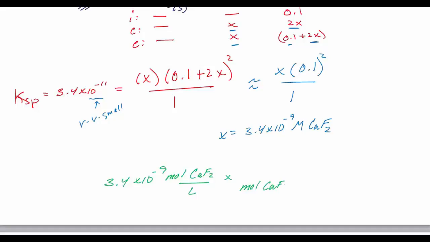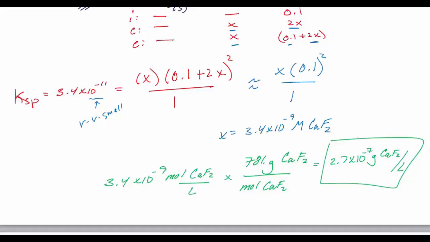On a mole of calcium fluoride, I have 78.1 grams of calcium fluoride. 3.4 times 10 to the negative 9 times 78.1, about 2.7 times 10 to the negative 7 grams of calcium fluoride per liter.